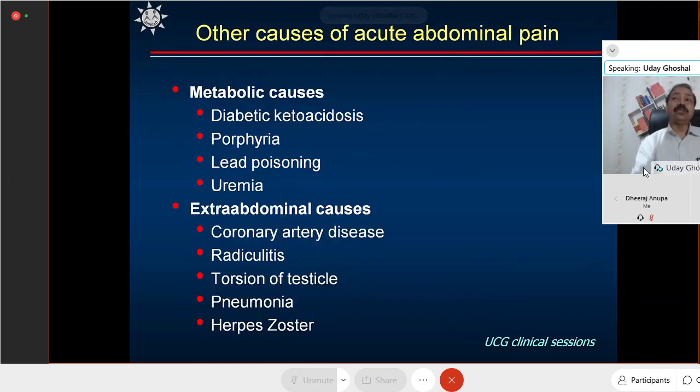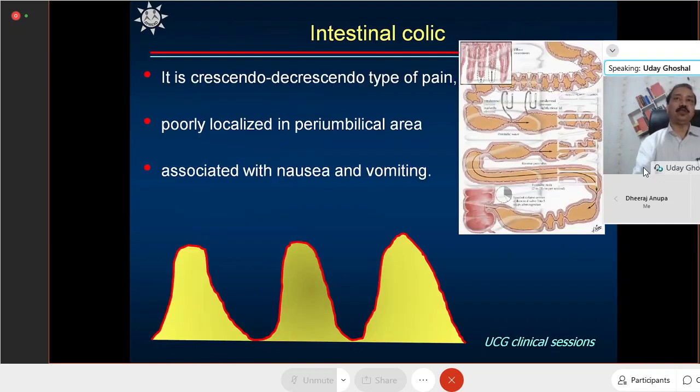Whereas in other causes, remember, systemic diseases can present with abdominal pain as an acute emergency. What are these? Diabetic ketoacidosis may present with epigastric pain. Porphyria is well known to present with abdominal pain. Lead poisoning is well known to cause abdominal pain. Uremia can present with abdominal pain. Extra-abdominal causes such as coronary artery disease, radiculitis, torsion of testicle, pneumonia, and herpes zoster.